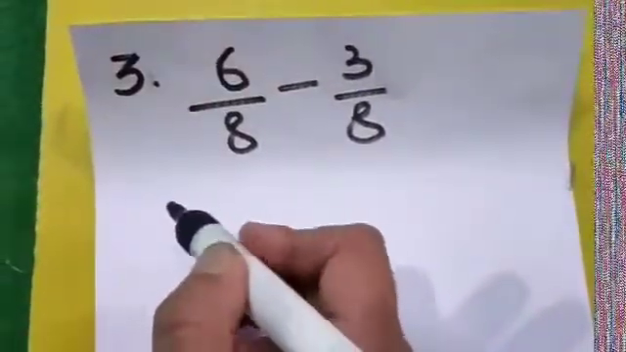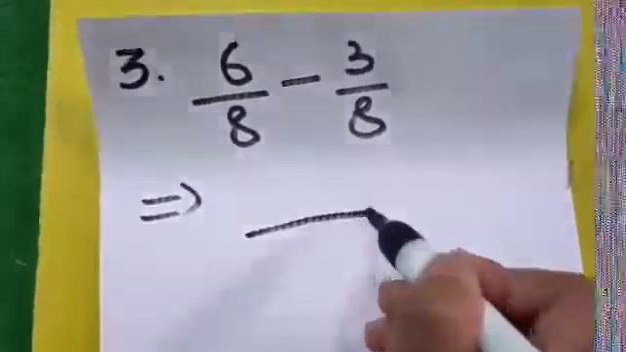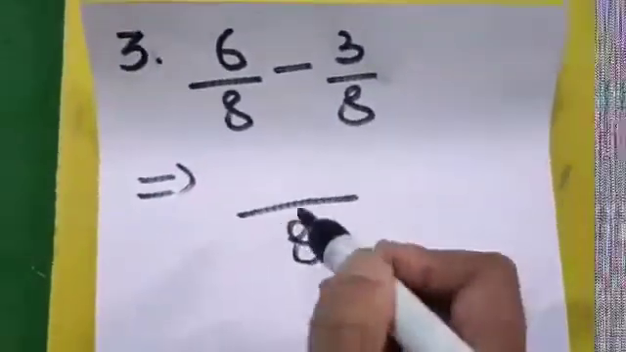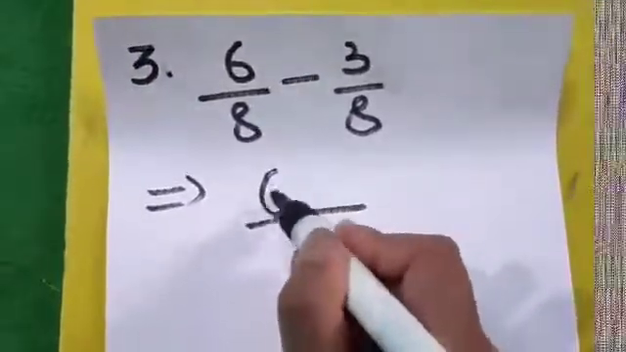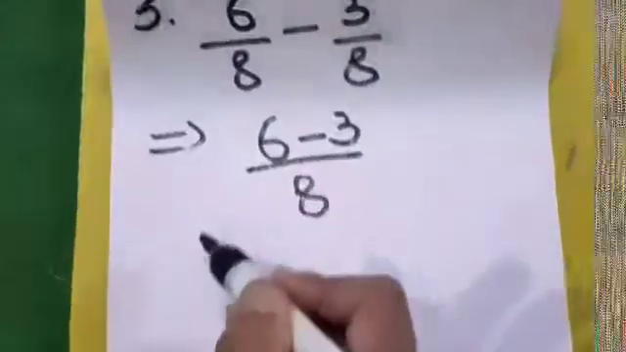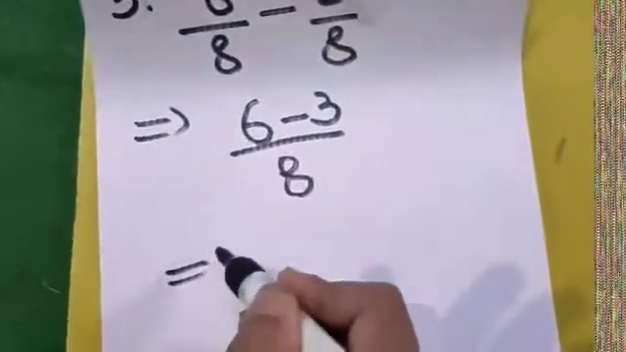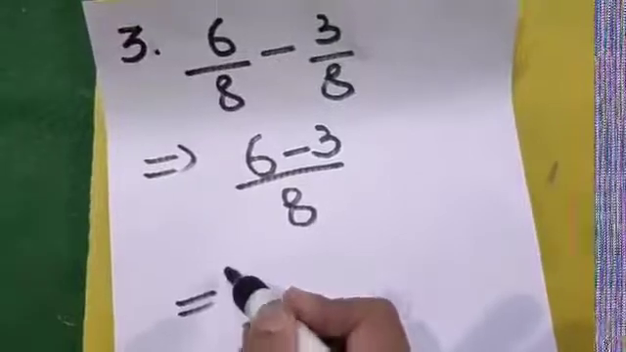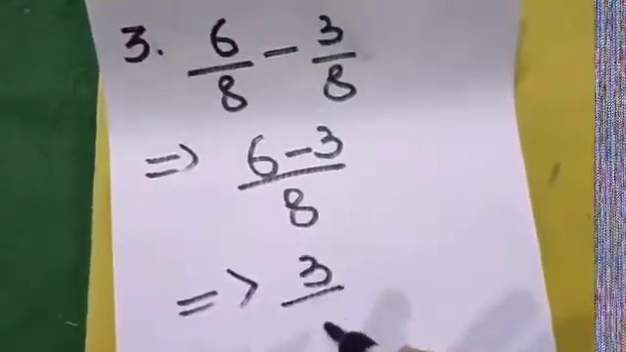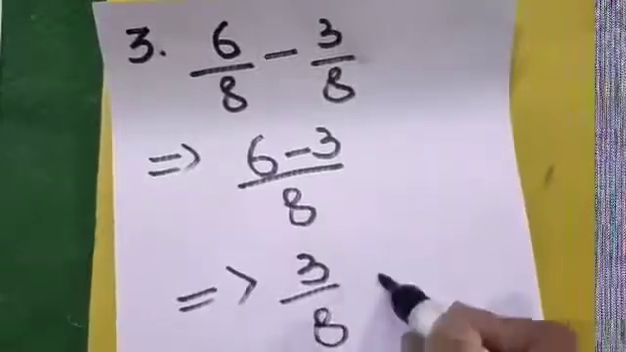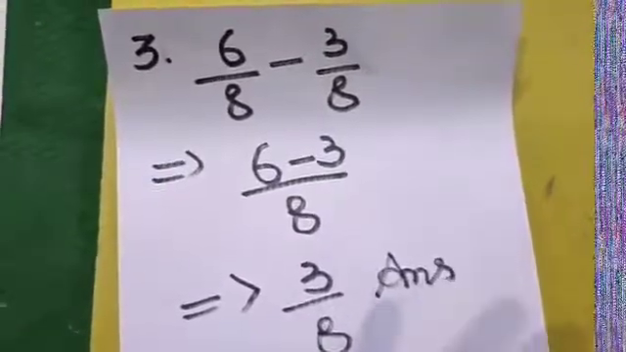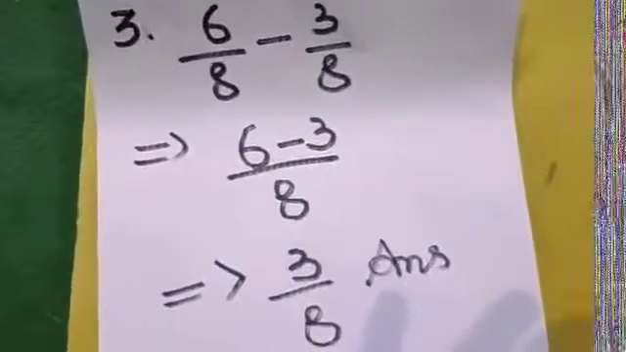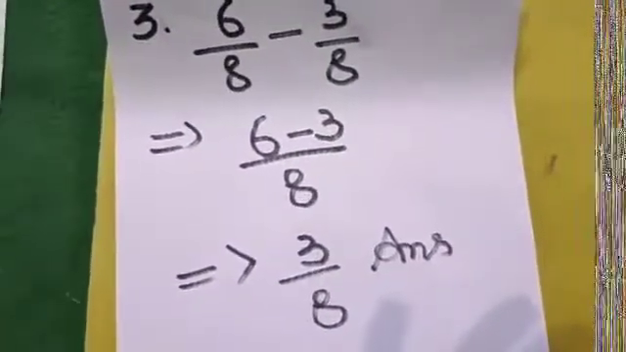Our next part is 6 upon 8 subtract 3 upon 8. In this fraction, the denominators are the same, so we will write the single denominator, that is 8, and subtract the numerators, 6 subtract 3. When 6 and 3 are subtracted, we will get the number 3, and the denominator is 8, we get the fraction 3 upon 8.